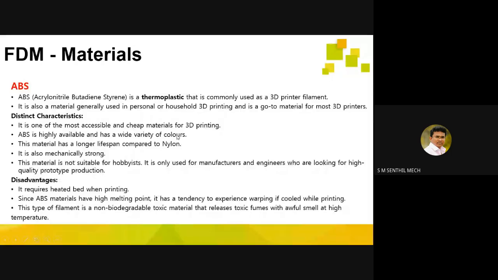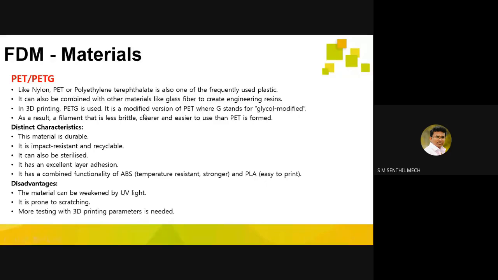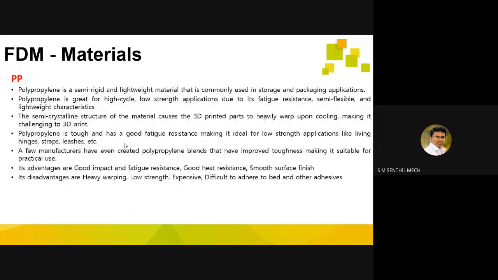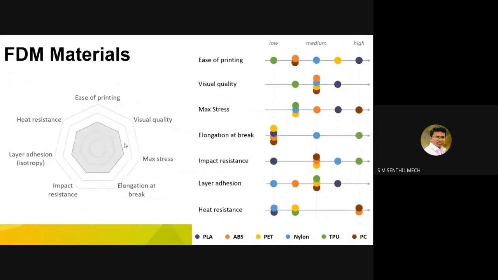In the last class, we discussed these materials: ABS, PLA, nylon, PETG, which is something like the water bottle you're using, and HIPS, which is one of the advanced materials, polycarbonate, polypropylene, and TPU. These are the most commonly used materials, and we discussed the various material characteristics and their comparison chart. This chart gives you the various material properties and their comparisons.